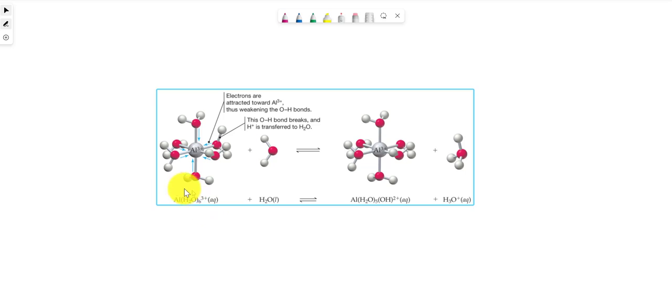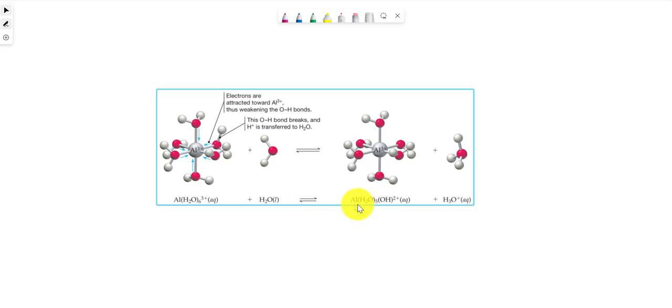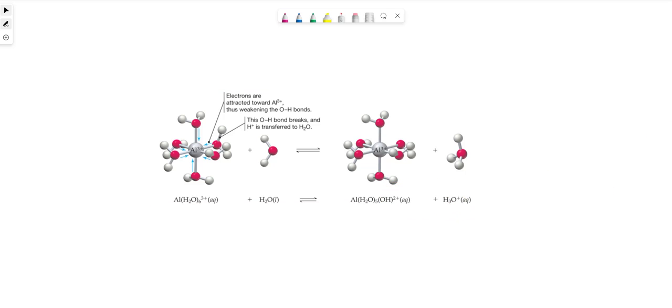So it started out as an aluminum with 6 waters. We call that a metal hexahydrate, or aluminum hexahydrate, because of the 6. It reacts with water as a base, and now makes aluminum pentahydrate with a monohydroxide. The overall net charge is now 2+, and we have the hydronium.